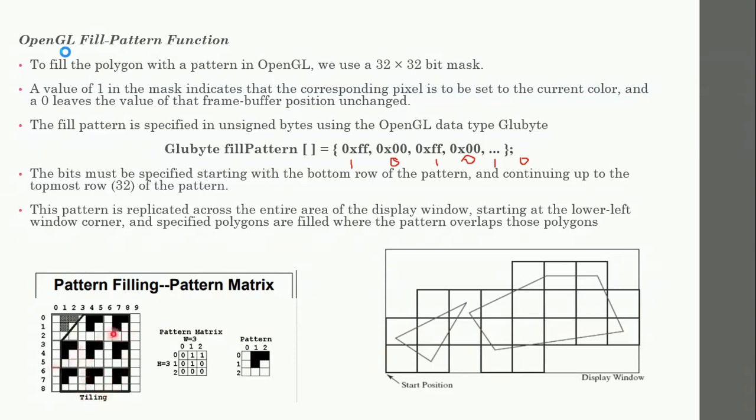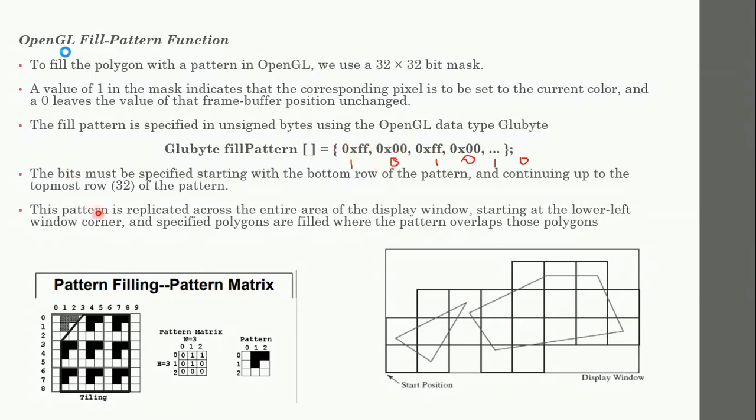Okay, the same kind of process of filling will happen for a 32 by 32 bit mask also. Here we have shown 3 by 3, but it will apply for a 32 by 32 bit mask. So you can imagine 32 by 32 means you will be having 1024 different values, and these values are defined with hexadecimal values.